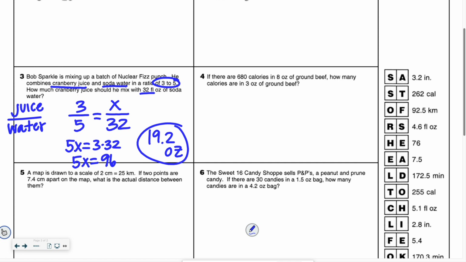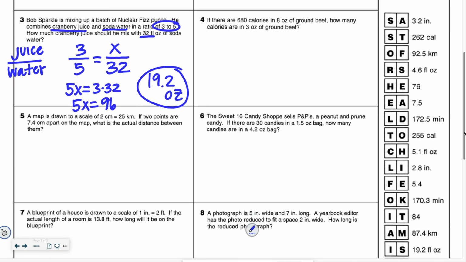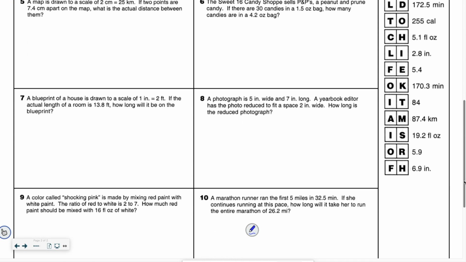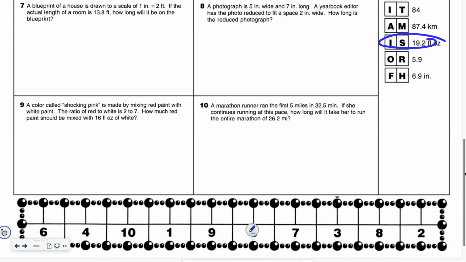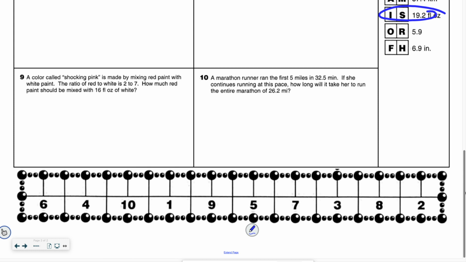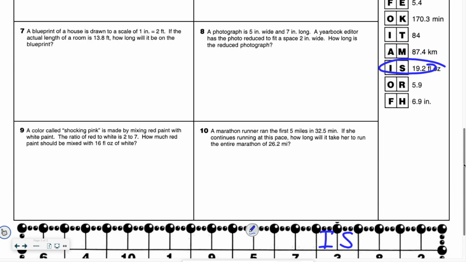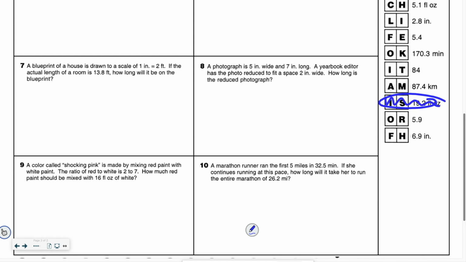Okay, let's see what it says. Solve the equation for the problem. Find your answer in the column and note the 2 letters. These go above. Okay, so we gotta find 19.2 on the side here. Oh, found it. IS. So this IS has to go where we put number 3. It's right here. IS. All right, so we can cross that one off. We used it.